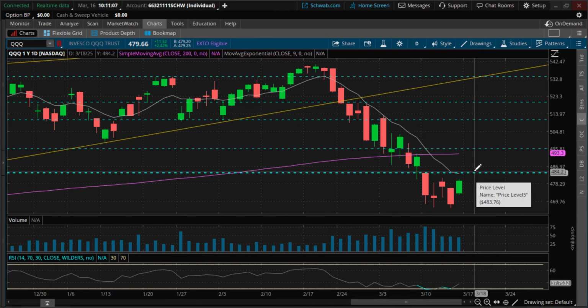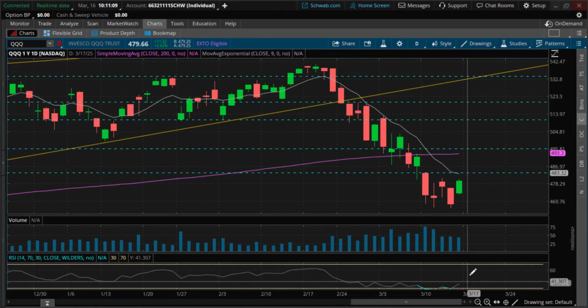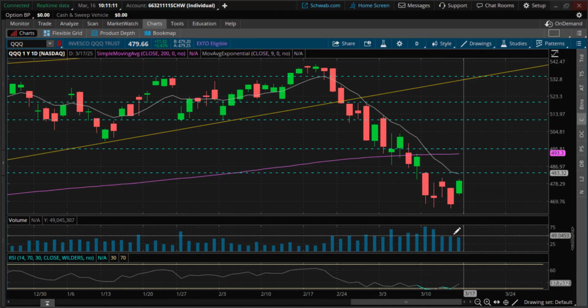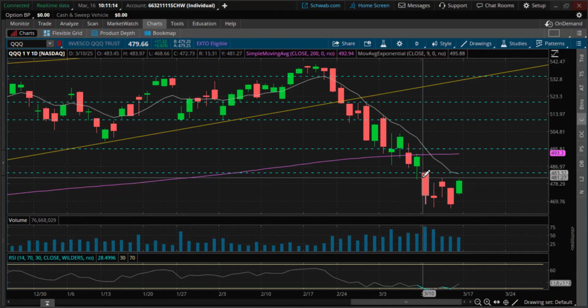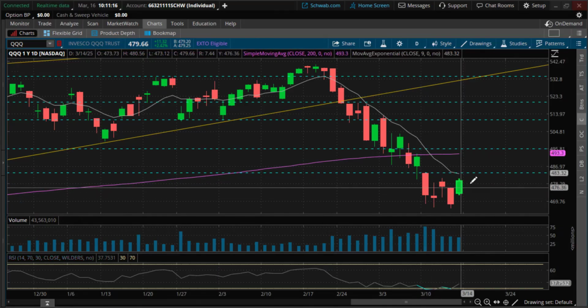But really that 483 is what we're going to be looking for in here, and still completely oversold on the RSI. A little less volume than we had at the beginning of last week on that green day, but all in all, you had a low in here of 473 and a high of 480. So nice $7 swing in there.